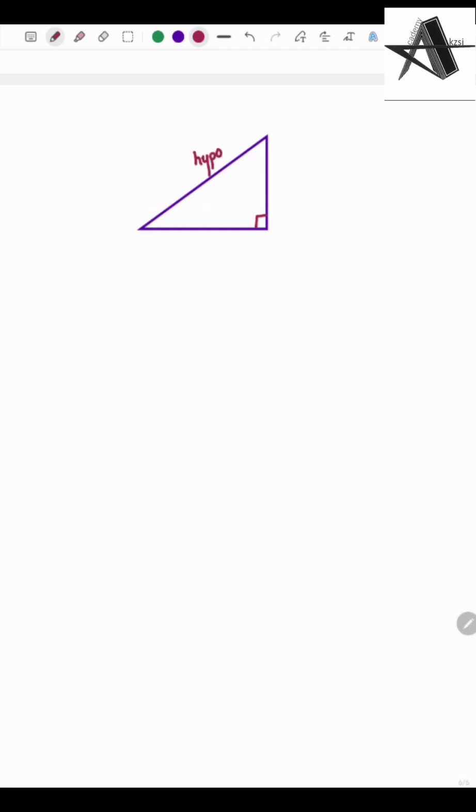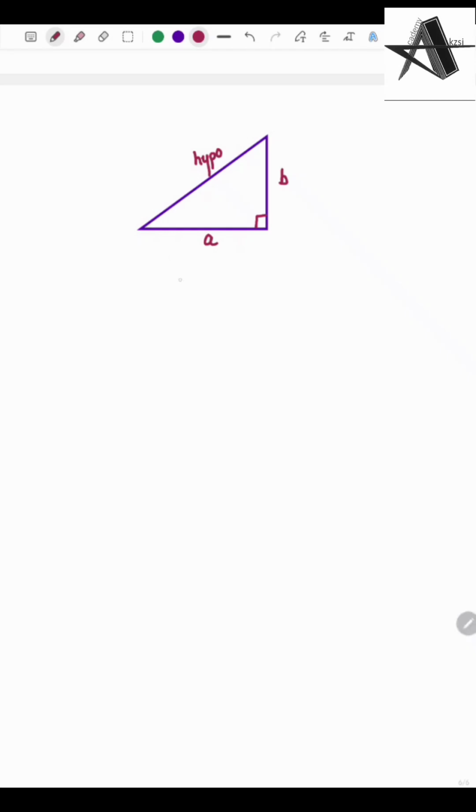Here there are two different legs. We cannot say which one is opposite and which one is adjacent unless an angle is mentioned. So I can call this A and this B. The Pythagoras theorem says the sum of the squares of the two sides of a right triangle is always equal to the square of the hypotenuse, always.